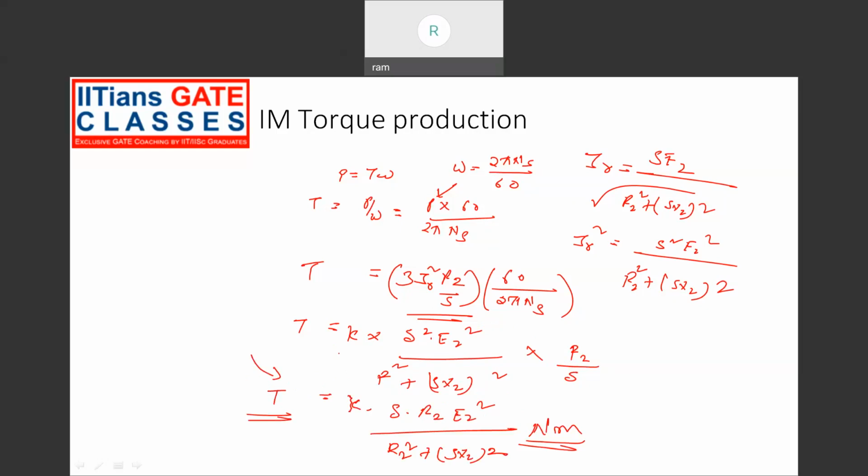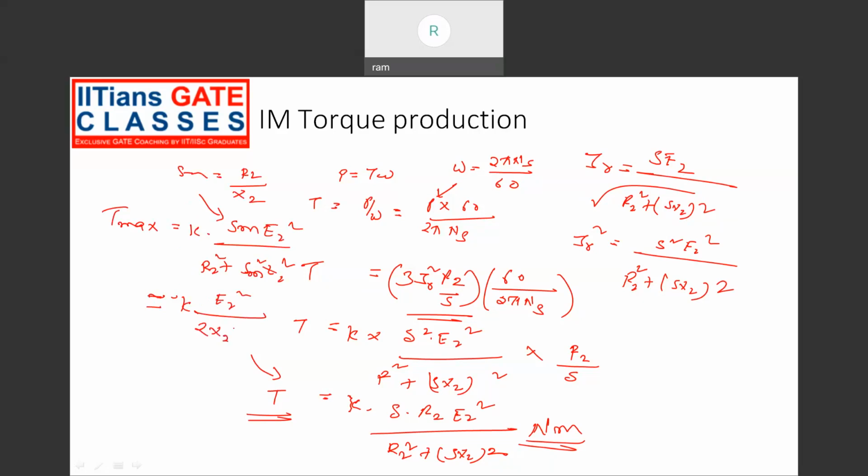Now let's try to find out the maximum torque developed. The maximum torque is given by T max, which is possible at slip S max, given by R2 by X2. So T max equals K S max E2 square by R2 square plus Sm square X2 square. If you substitute Sm here, approximately we can write T max equal to K into E2 square by 2 X2.